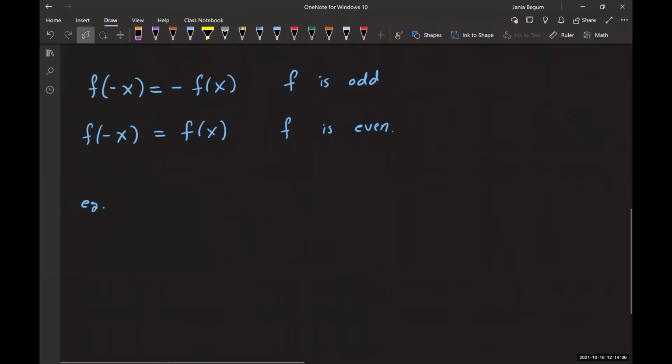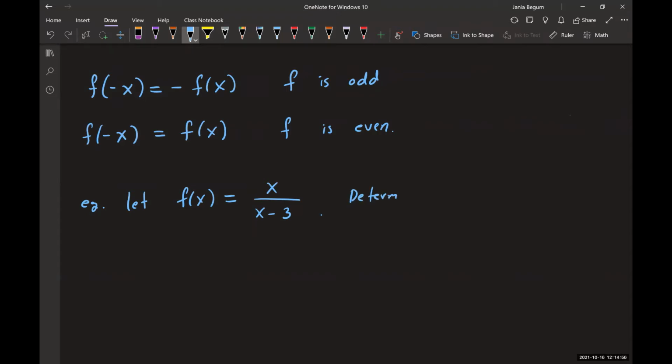Say I give you a function. Let f of x be equal to, let's come up with something, x over x minus 3. And we want to know if f is odd or even. The way we're going to determine that is by simply plugging in a negative x and seeing what it simplifies to. Does it simplify to negative times the original function, or does it simplify to simply the original function itself? So let's plug in negative x into this function.